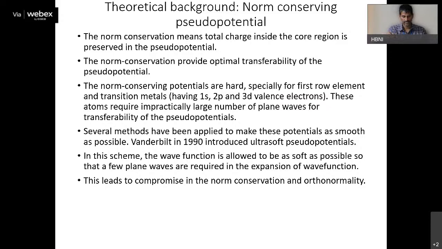So several methods have been applied to make these potentials as smooth as possible, so that one can reduce the computational cost and do more simulations, which demand more computation power. So Vanderbilt in 1990 introduced the ultrasoft pseudopotential. They relaxed the condition of norm conservation. They allowed the potential to be as soft as possible, and additional charge is augmented at the core for the calculation. Okay, we are not going into the detail of this one.